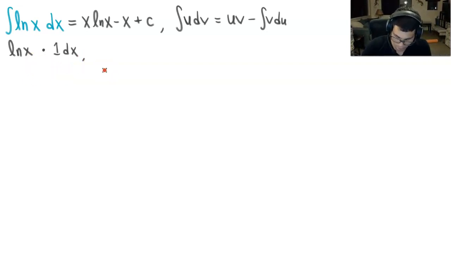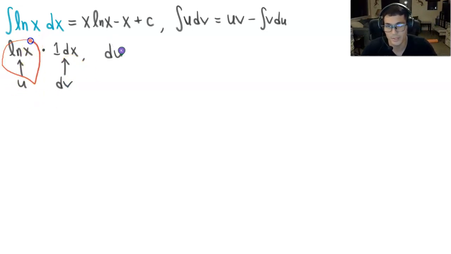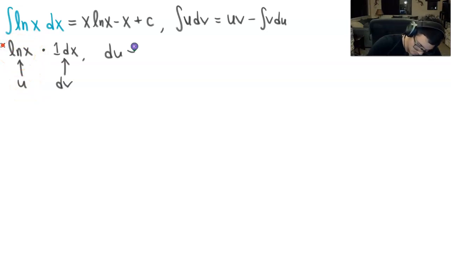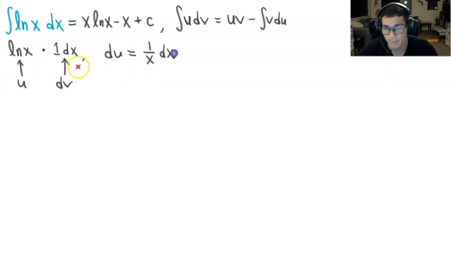Okay, now what should we call u? Well, if we call ln of x u, and we call this 1 dx dv, then what happens? If we want du, we take the derivative of u, so that is equal to 1 over x dx. That's just the derivative of ln of x. We have this memorized now. Okay, what else do we want?